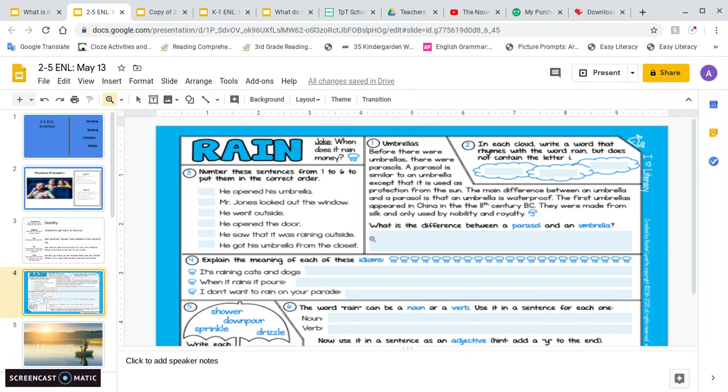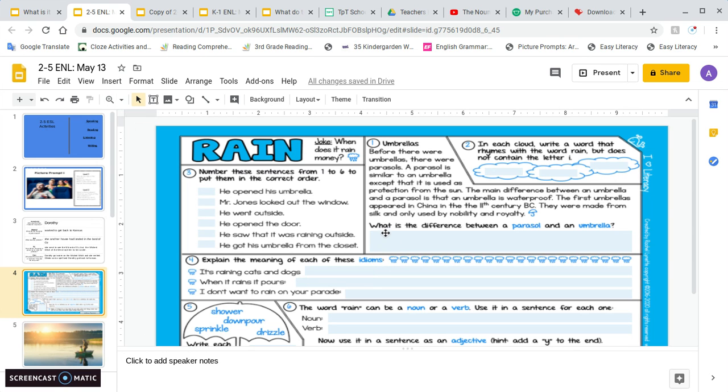Okay, so what I want you to do is number your paper from 1 to 6. See how this has a number 1 on it? That's the first one you're going to do. Number 1 says umbrellas. Before there were umbrellas, there were parasols. A parasol is similar to an umbrella, except that it is used as protection from the sun. The main difference between an umbrella and a parasol is that an umbrella is waterproof. The first umbrellas appeared in China in the 11th century BC. They were made from silk and only used by nobility and royalty.